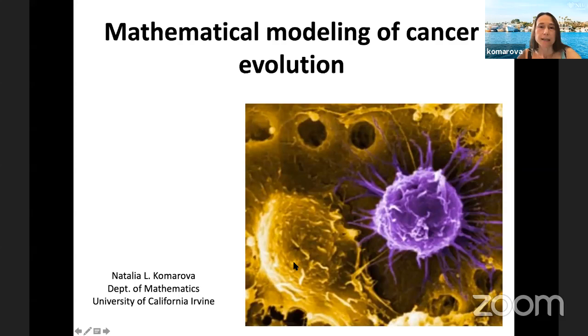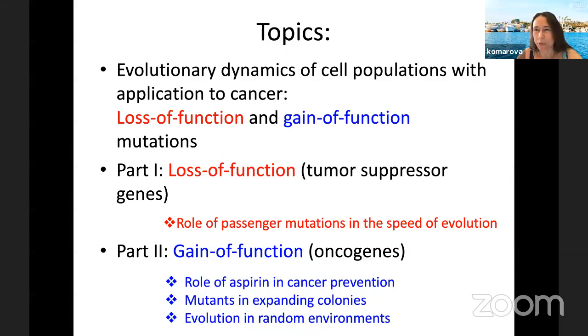And now we'll start. So we'll talk about mathematical modeling of cancer evolution. And here's my perhaps slightly too ambitious program for today. I will introduce two types of common patterns that exist in cancer. They are related to the types of mutations that are observed. They're called broadly loss of function and gain of function mutations.